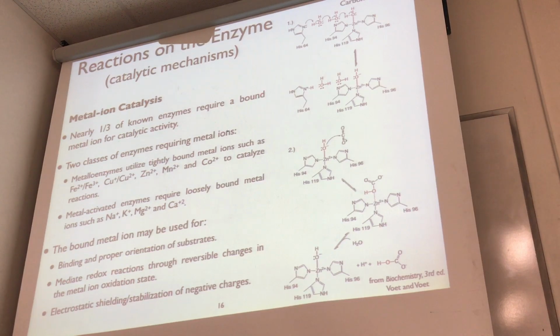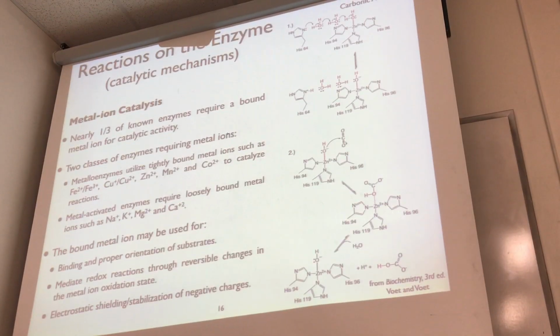Metal ion catalysis. Now, in some ways, a metal ion is essentially a positive charge at all pH ranges, right? It's unlike your bases, which when you raise the pH high enough, will deprotonate. That metal center has a charge no matter what the pH is. So in many ways, it is your stable charge regardless of pH. Nearly 1/3 of known enzymes require a bound metal ion for catalytic activity.